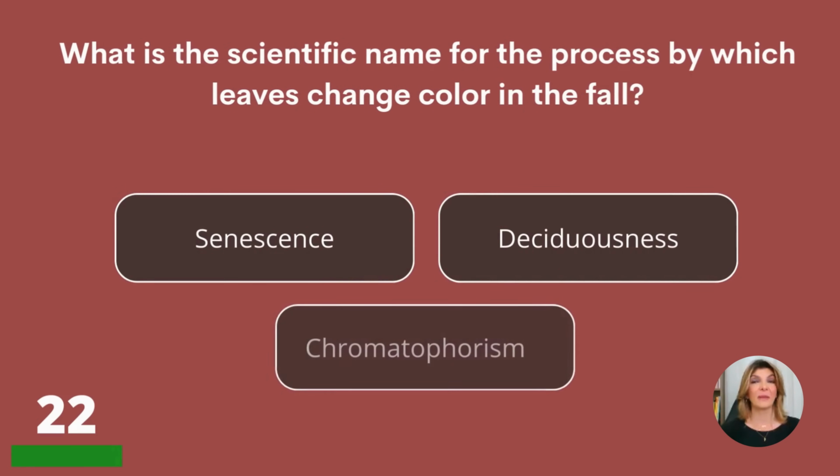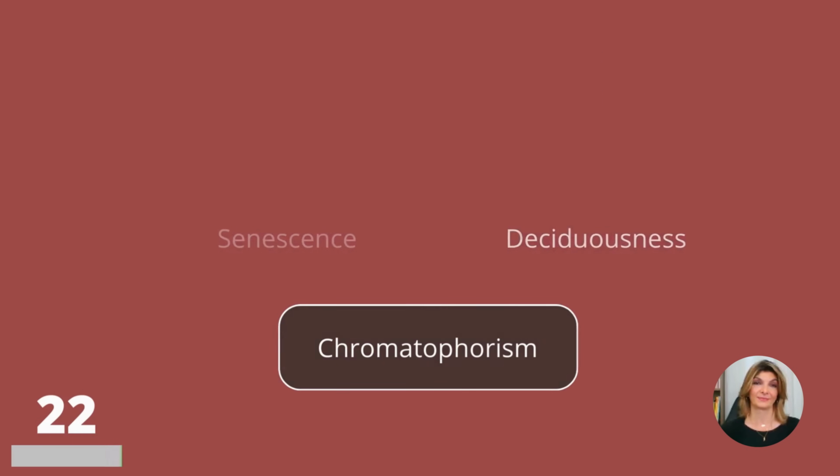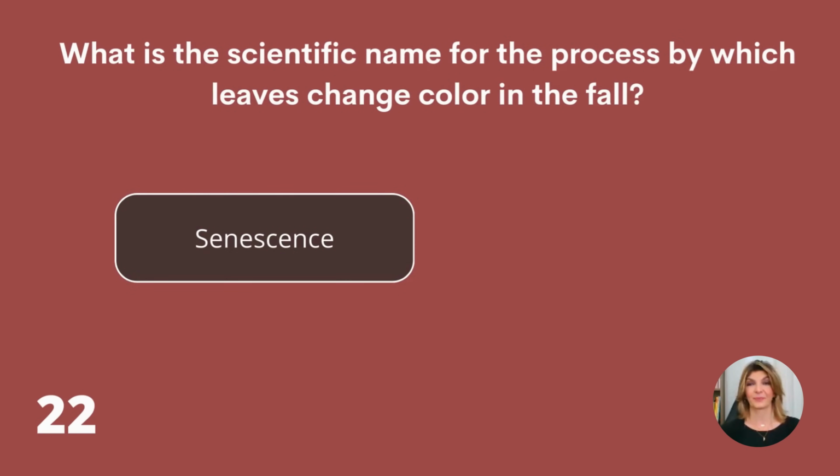What is the scientific name for the process by which leaves change color in the fall? Senescence, deciduousness, or chromatophorism? Senescence.